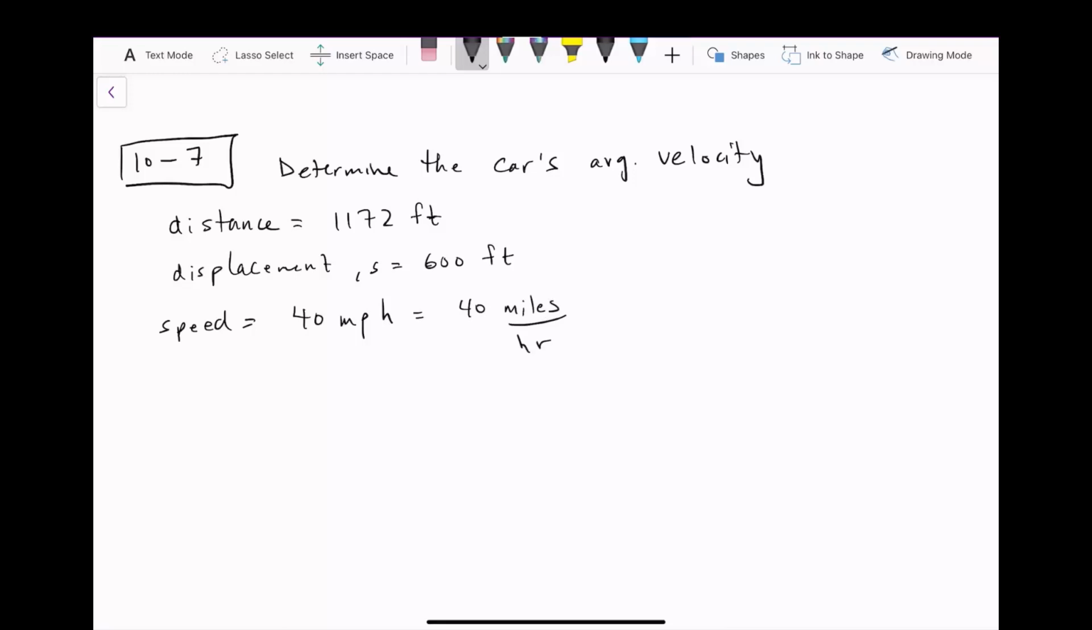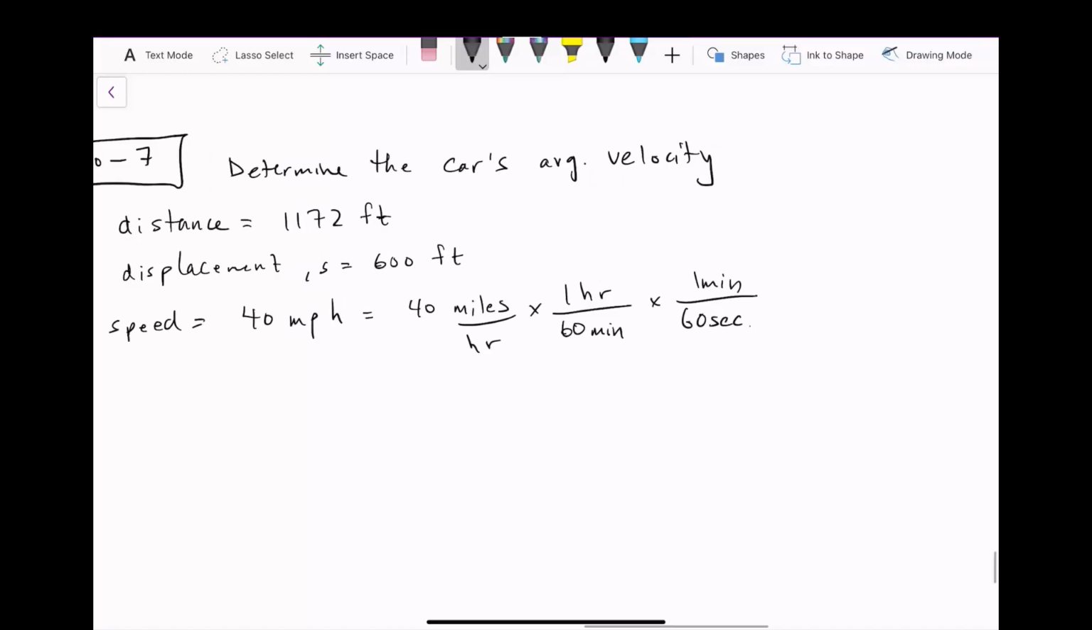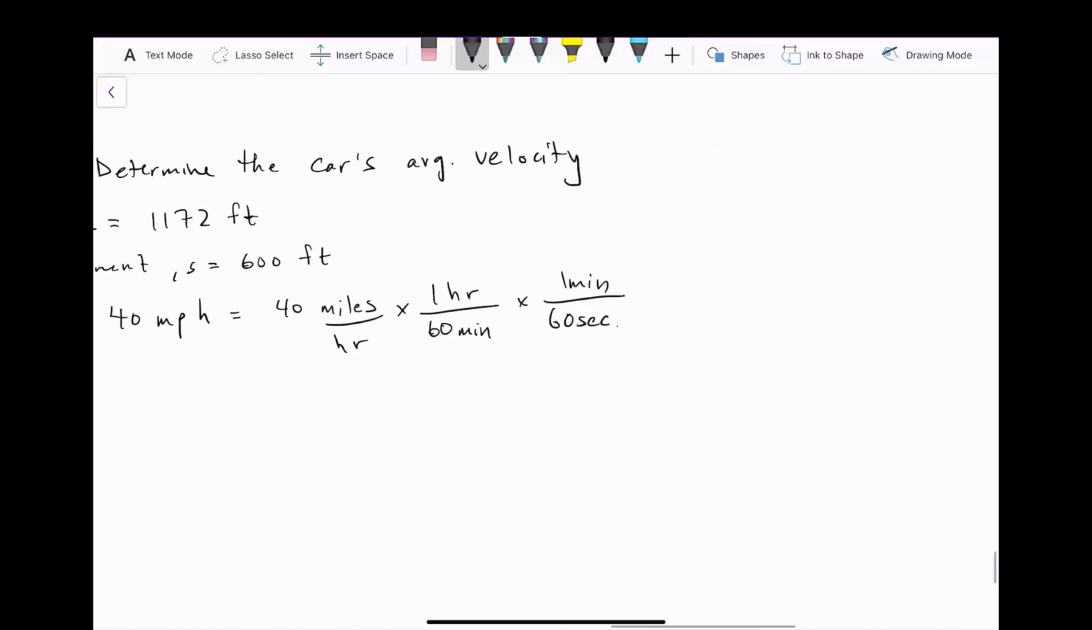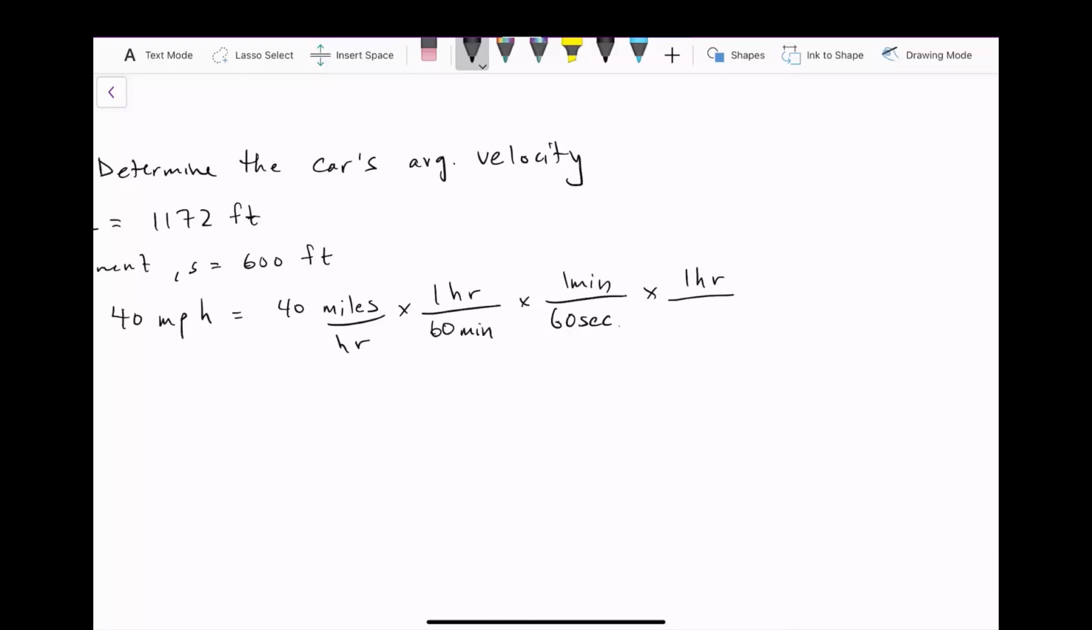So if we have hours on bottom, we need to get rid of that by multiplying it by hours on top. We know that there are 60 minutes per hour, but we want this in seconds. So we'll have to multiply that by minutes, and we know that there are 60 seconds in a minute. So we're going to have to divide by 60 twice. Next, we want to get rid of hours. So an hour on bottom, we need an hour on top. And we would now need to know what that ratio is.